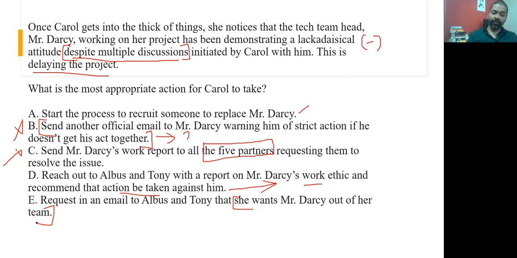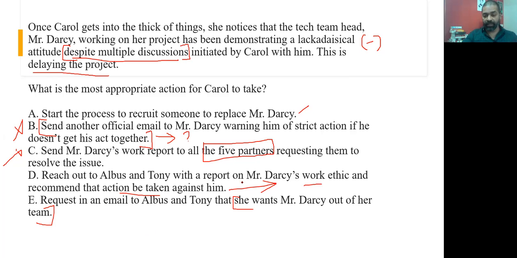Now, the difference between option D and option E is, does she have the power to really fire a guy or recommend firing a guy? She probably does not have the capacity. She's not in her capacity to fire a person, but she can recommend that a person be asked out. But even if she wants Mr. Darcy out of her team or out of the company, she has to explain to Albus and Tony what exactly the issue is, right?